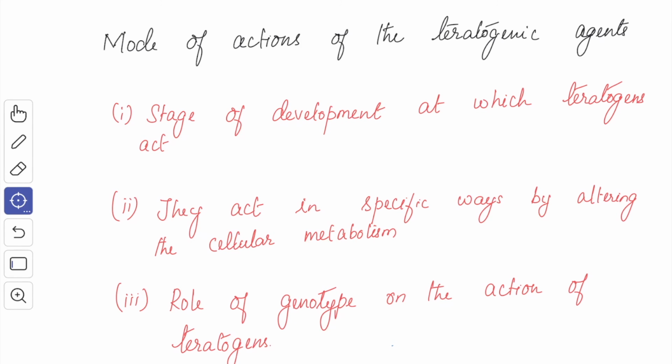Next, we'll see about the mode of action of the teratogenic agents. To understand the actions of the teratogens, certain principles may be laid down. First, the stage of development at which the teratogen acts. The first 15 days of gestation are usually immune to the action of teratogens. Most teratogens exert their influence during the stage of differentiation at the embryonic period, which ranges from the 4th to 8th week of development.